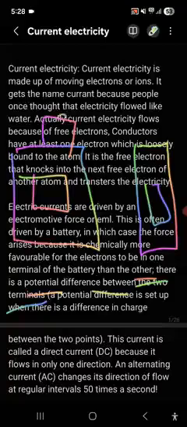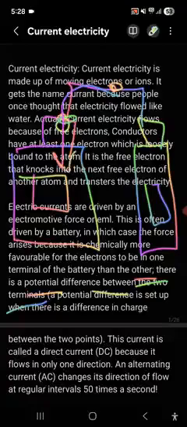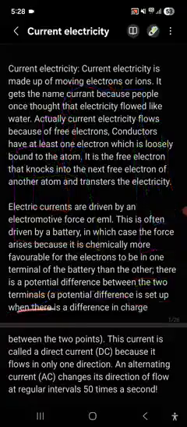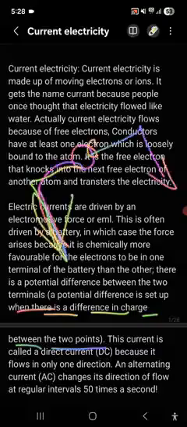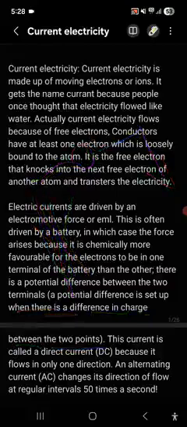Okay, this one is fat, this one is not fat. Then there's a potential terminal difference. Electrons will move here because there is a potential difference set up between two points. They'll go here rather than here because it is more chemically favorable for the electron.